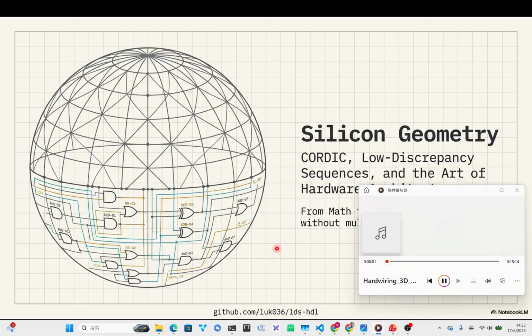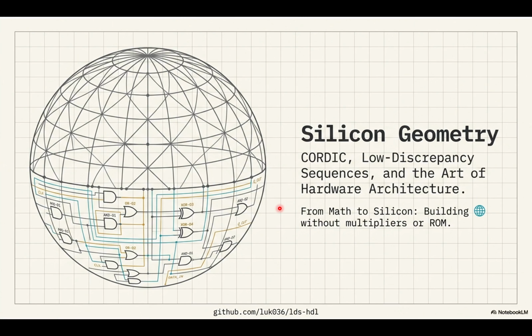So imagine for a second that you need to render perfectly distributed 3D geometry. Calculating sines, cosines, square roots, all of that. But you have to do it without a single logic gate dedicated to multiplication, like zero. No math libraries, no massive memory banks, no floating point units, just raw wire soldered in reverse and a few really ingenious mathematical tricks. Right, which is just wild to think about today.